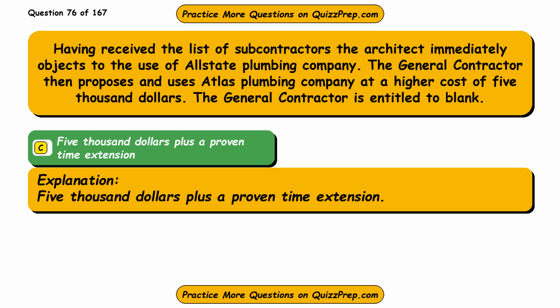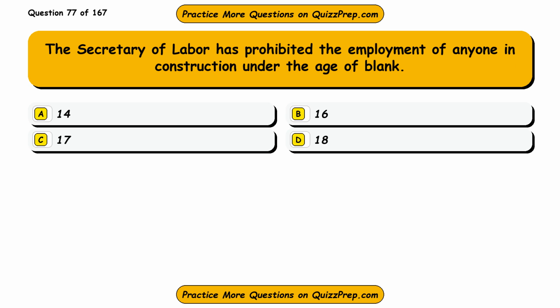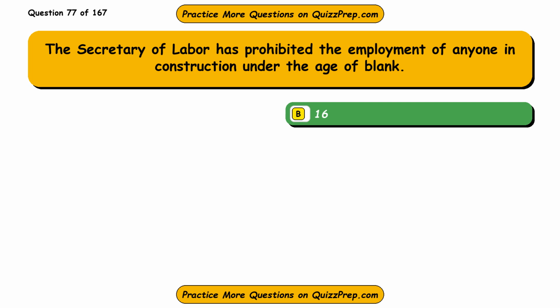$5,000 plus a proven time extension. Question 77. The Secretary of Labor has prohibited the employment of anyone in construction under the age of blank. Option A, 14. Option B, 16. Option C, 17. Option D, 18. The correct answer is option B, 16.